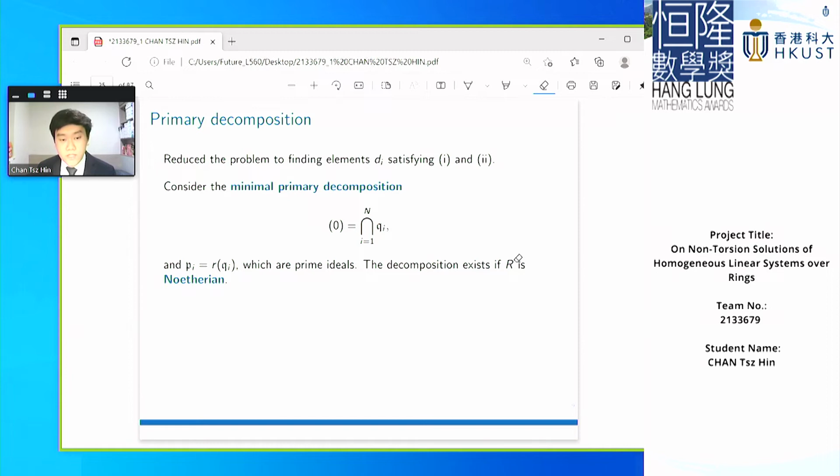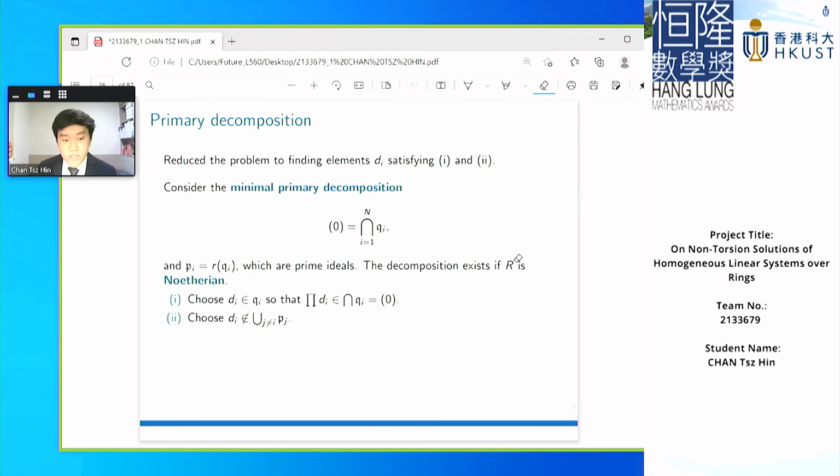So we now consider the minimal primary decomposition of 0, and P_i as the radical of Q_i, which are prime ideals. Then the decomposition exists if R is Noetherian. Then we should choose d_i from Q_i such that condition 1 is satisfied, and we should choose d_i out of the union of the other P_j's such that condition 2 is satisfied. So a natural guess is to choose d_i's from these sets so that both conditions are satisfied.